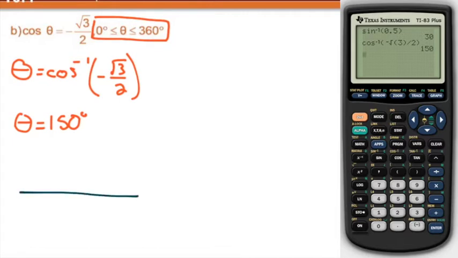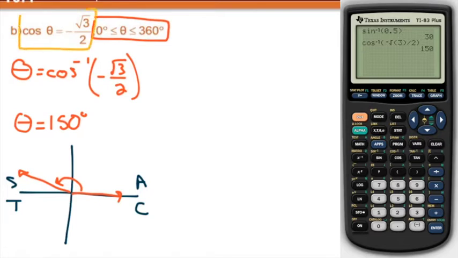Drawing that out on xy axis, 150 degrees is well into quadrant 2, right about here. Going back to CAST, and the original equation up here, we had cosine equaling a negative number. So we then need to find the other quadrant in which cosine is negative. That would be quadrant 3, labeled with a T.